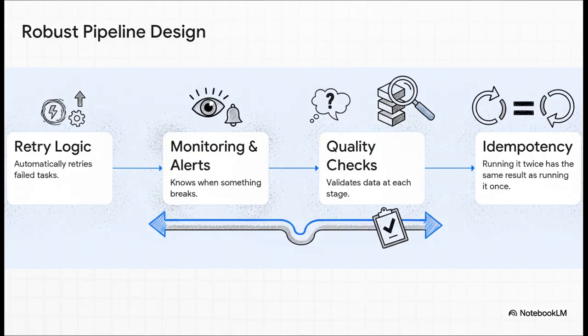Look, anyone can build a pipeline that works when the sun is shining, but a real production-ready pipeline has to be robust. That means it needs automatic retry logic for when things fail. It needs monitoring and alerts so you know the second something breaks. It needs data quality checks built right in. And, this one's crucial, it has to be idempotent.